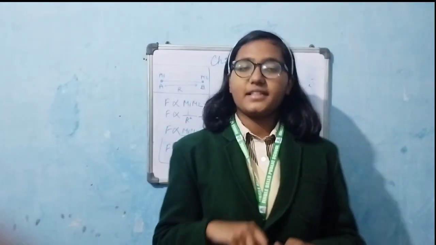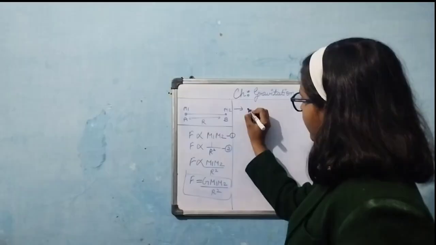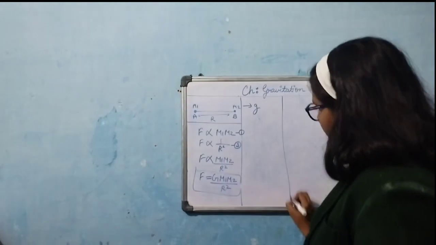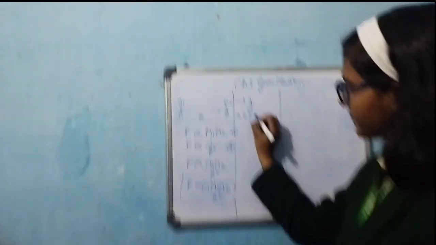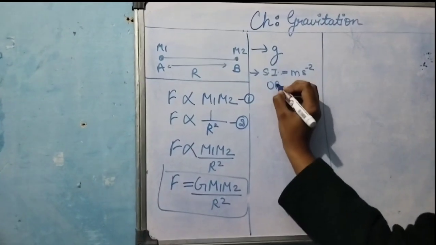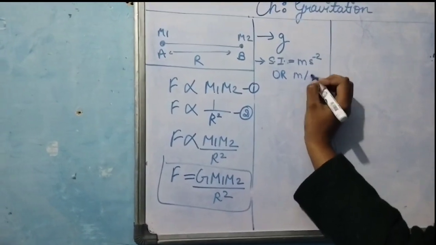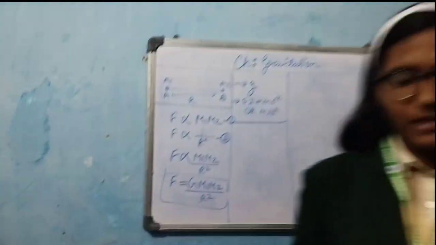Let's talk about acceleration due to gravity. It is the acceleration produced in a body falling freely under the action of the gravitational force of the earth. Acceleration due to gravity is denoted as small g. Its SI unit is meter per second square, or m/s square. It can be written in both ways.